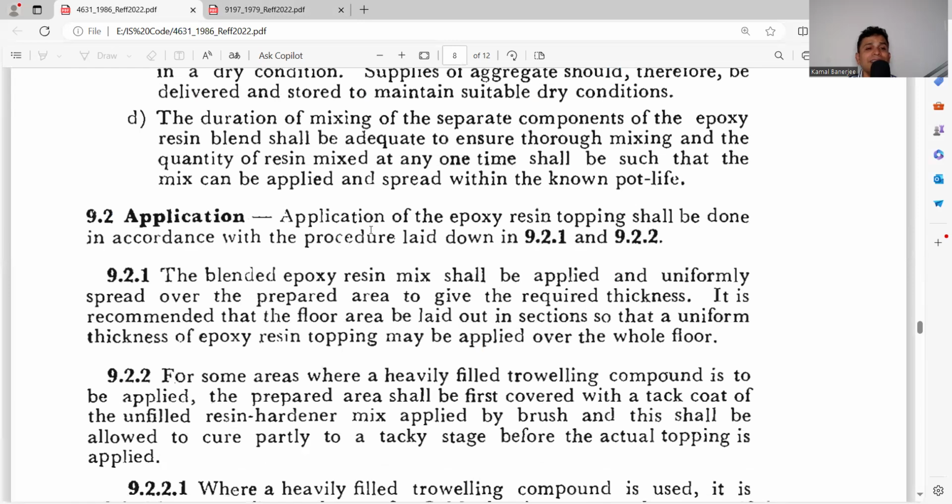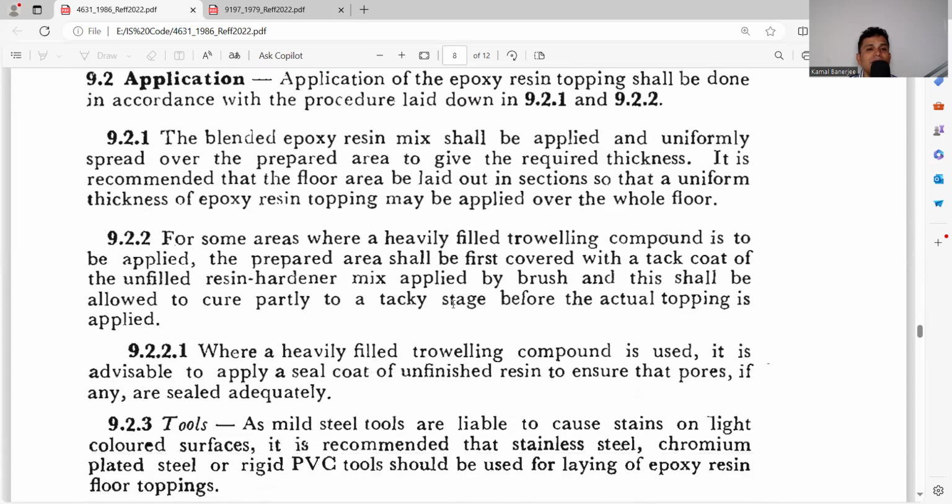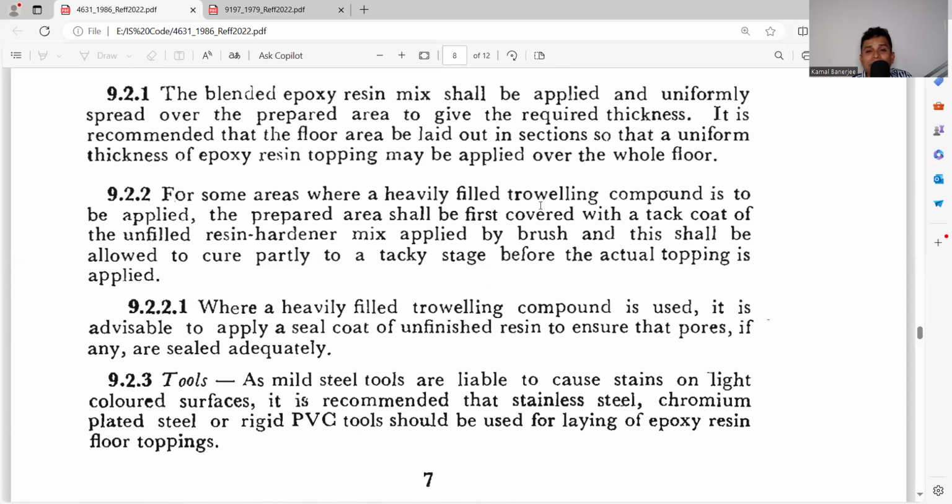Then it is coming to application. Application of the epoxy resin topping shall be done according to 9.21. The blended epoxy resin mix shall be applied and uniformly sprayed over the prepared area to give the required thickness. It is recommended that the floor area be laid down in sections of uniform thickness. For some areas where a heavily filled troweling compound is to be applied, the prepared area shall be first covered with a tack coat, and the unfilled resin hardener mixed by brush and shall be allowed.